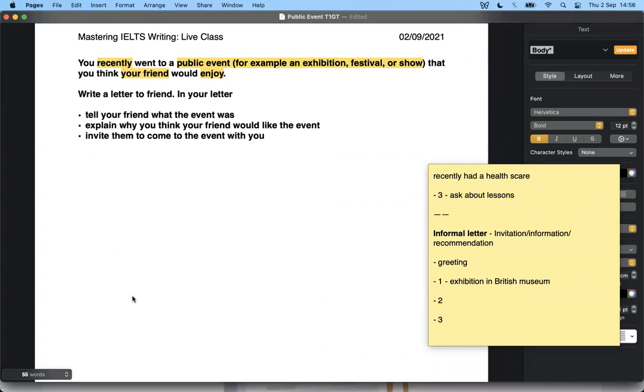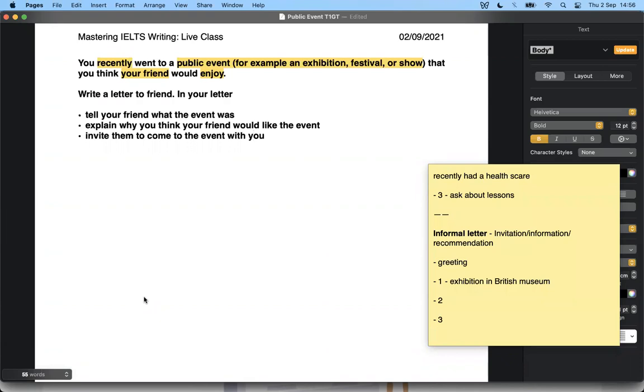Notice the directions here. We went to this public event, but we also want to invite them to come to the event with you. If the event is a concert, that concert usually is not happening again. It happens once. Imagine that a band comes to your city, they play, they move on. That's it. So there's no way to invite them to come to the event with you. If it's a festival, it might take place once a year. But again, that's a long time away. You'd have to wait for a year for them to come back.